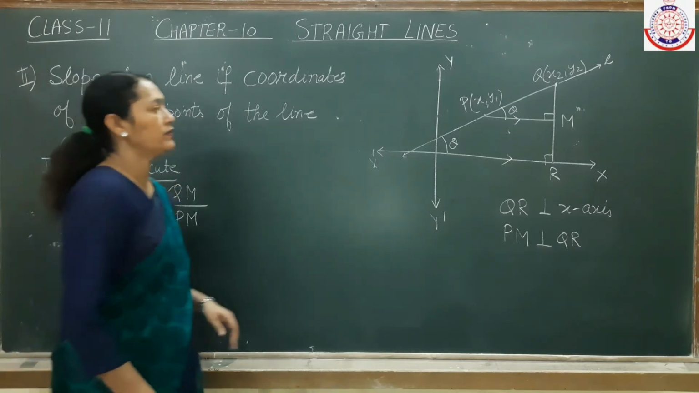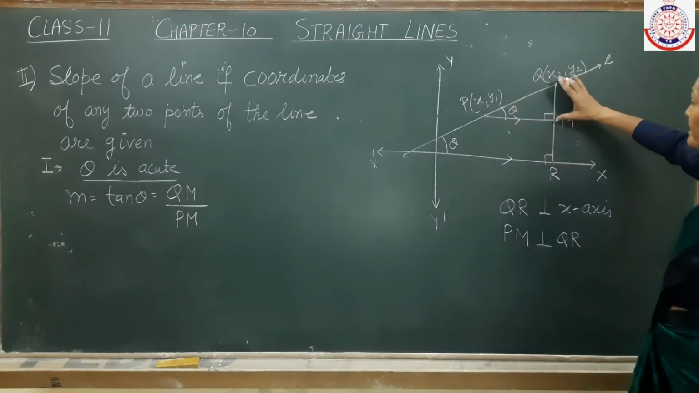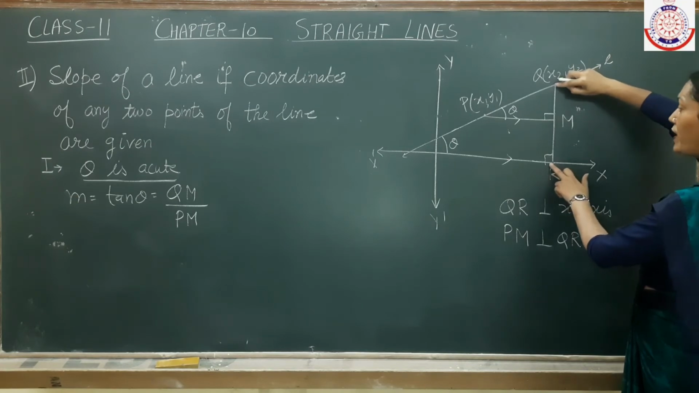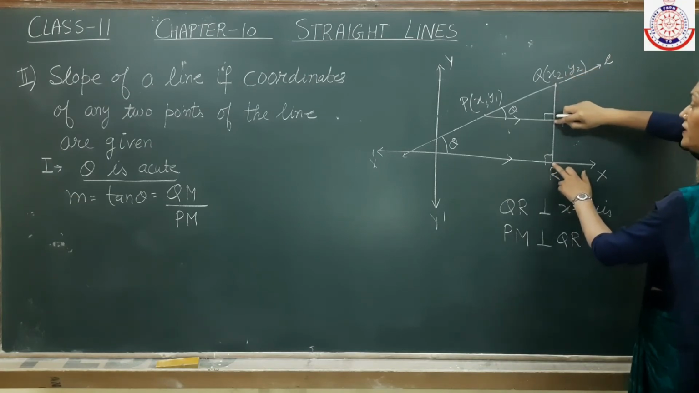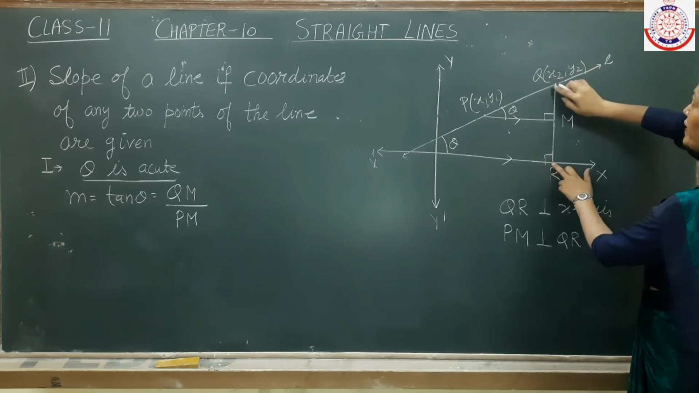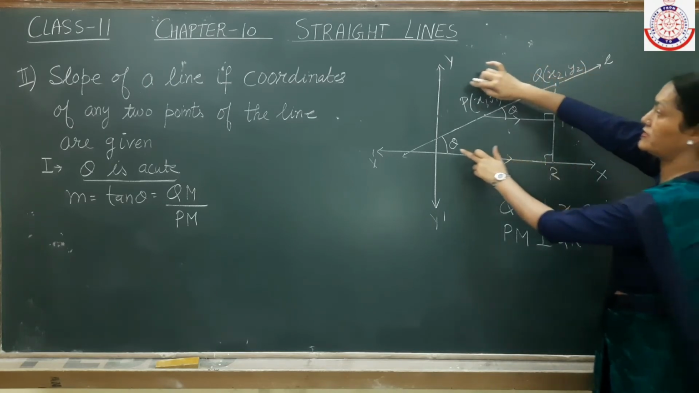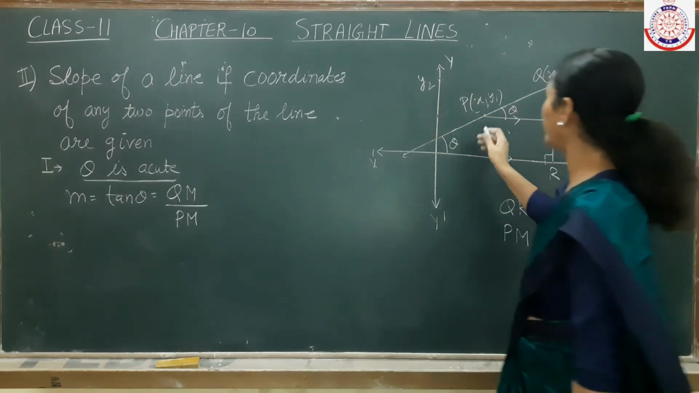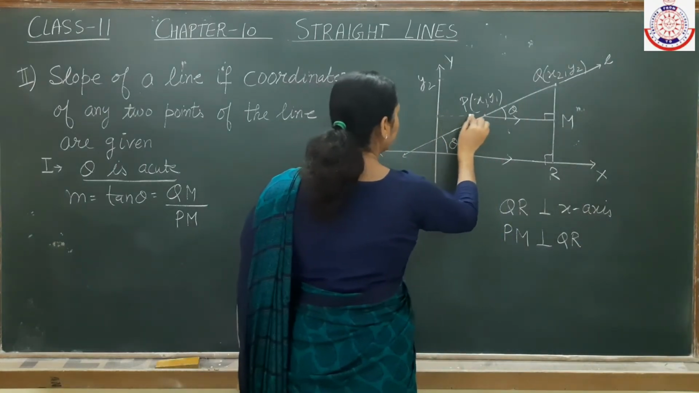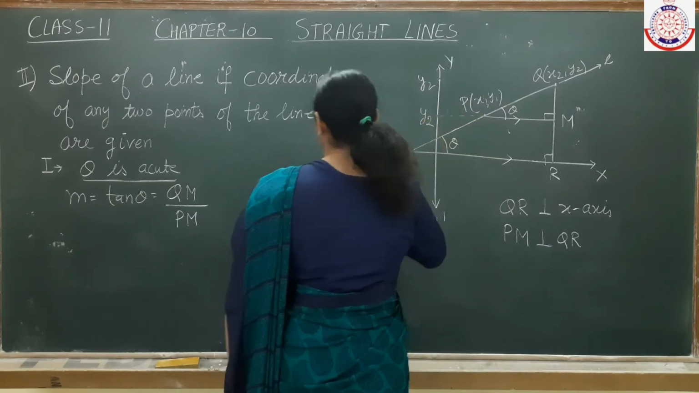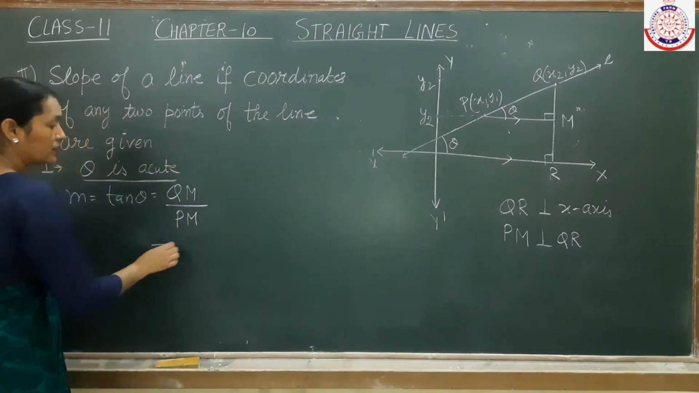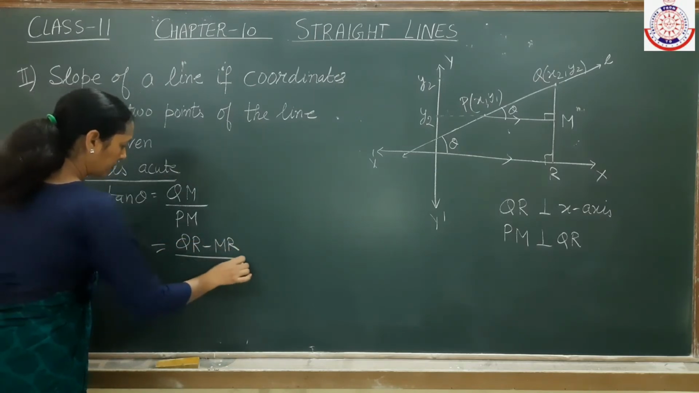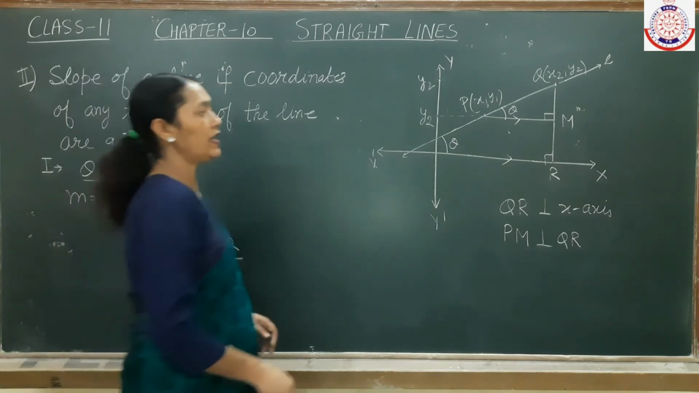Now what is QM? QM is this distance, and this distance can be obtained if we take QR minus MR. How much is QR? QR is y2, this distance. And how much is MR? MR is y1. So we can write QM as QR minus MR.